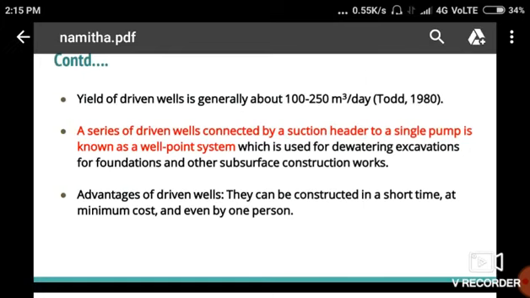A number of driven wells have very small diameters, up to 20 centimeter. To increase the discharge, a number of driven wells can be driven in the same location, and we can connect all these well points to a single pump. That system, a series of driven wells connected by a suction header to a single pump, is known as the well point system. There are many advantages for this driven well. They are of minimum cost, short construction time, and even a single person can operate it.